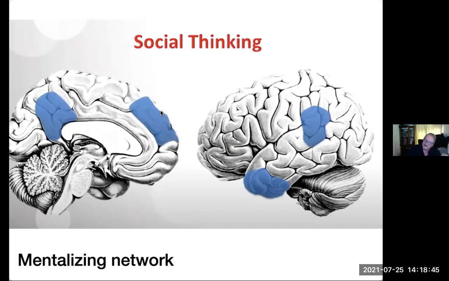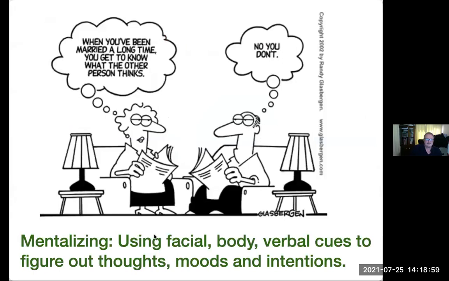We're always watching other people, trying to figure out what they're thinking, how they feel about things. And it's actually almost exactly the same as our default mode network. So when we're not using our brain for something else, this part of our brain takes over and gets activated. And mentalizing, it's kind of a terrible word, but it means using other people's facial, body, and verbal cues to figure out their thoughts, moods, and intentions. I saw this comic, I thought that was perfect.